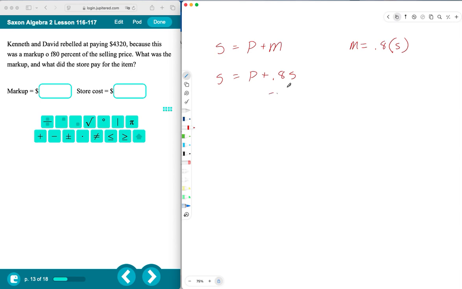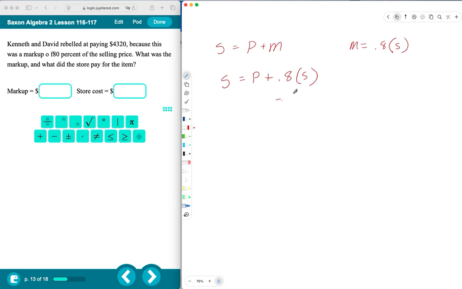So if I subtract 0.8 S, oh, all right. Sorry, I always forget little details. I've got to put the selling price in. $43.20. That's the selling price. I was doing it right the first way. S is equal to P plus 0.8 of the selling price. That was the right thing to do.